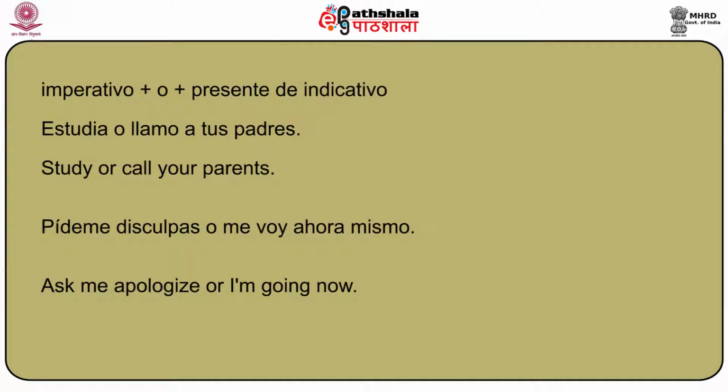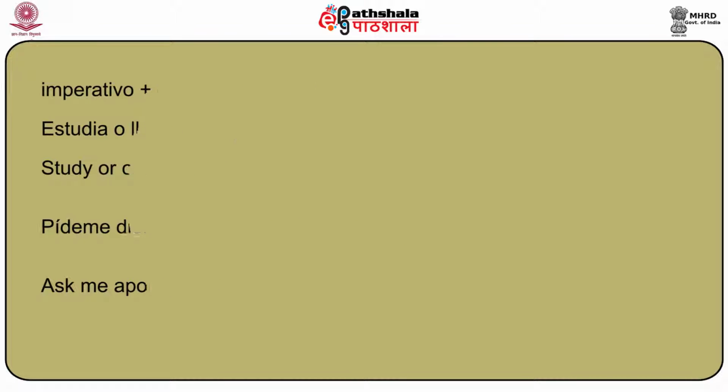With the imperative plus O plus the present indicative, let us see how it works in the form of a sentence. Estudia o llamo a tus padres. Estudia o llamo a tus padres. Study or I call your parents. Another example is Pídeme disculpas o me voy ahora mismo. I repeat. Pídeme disculpas o me voy ahora mismo. Apologize to me or I'm going right now.